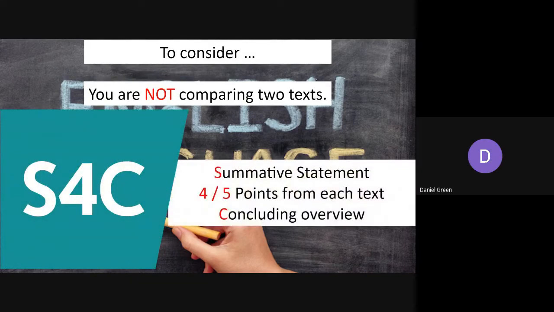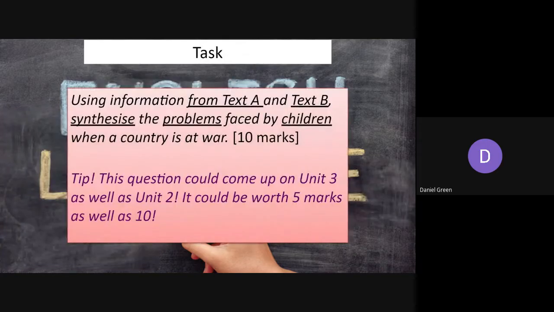And the way I think about it and the way I structure a synthesis response is each paragraph, so each text requires its own mini paragraph, okay? And in each of those, you should have a summative statement, 4 to 5 points from each text. Notice I put the /5 in there because I think it looked prettier being linked to S4C, and C, concluding overview. So if we look at this question here, using information from text A and text B, synthesize the problems faced by children when a country is at war.